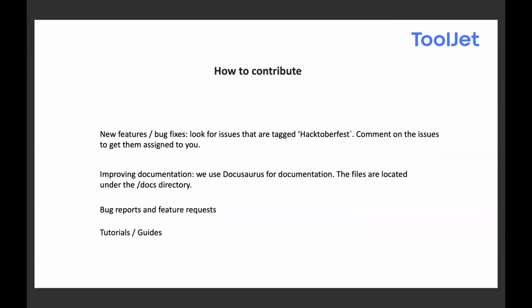And if you wish to improve the documentation, or if you want to add something to the documentation, you can just create an issue on GitHub with the proposed changes. And if you don't have time, or if you don't wish to contribute to the code base, you can still contribute by creating bug reports and feature requests. Also, if you can contribute to the tutorials and guides, it will be helpful for a lot more people to start using Tooljet.